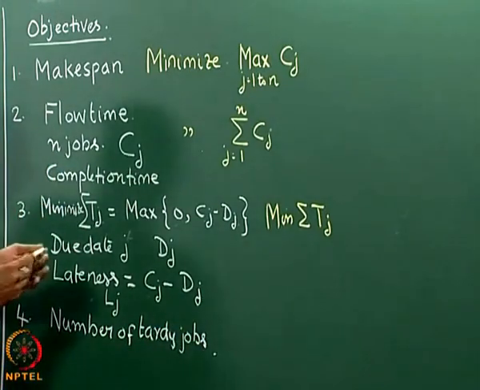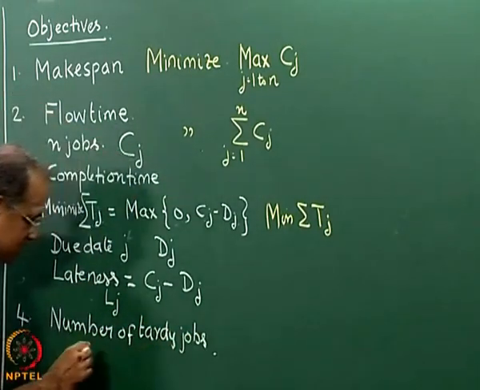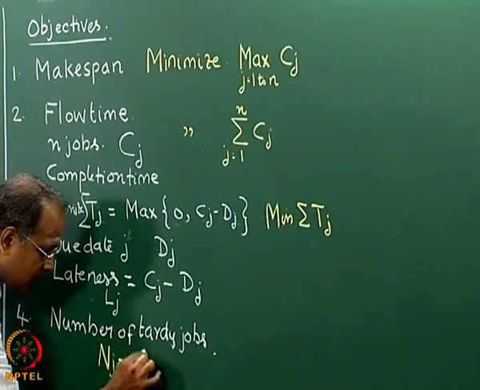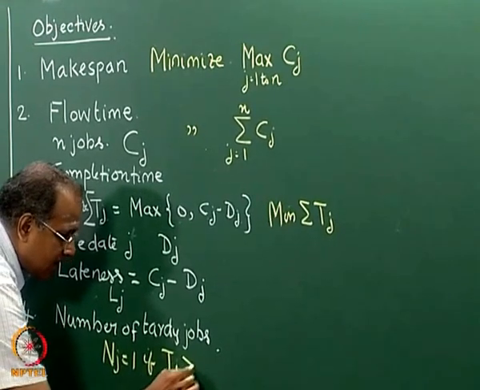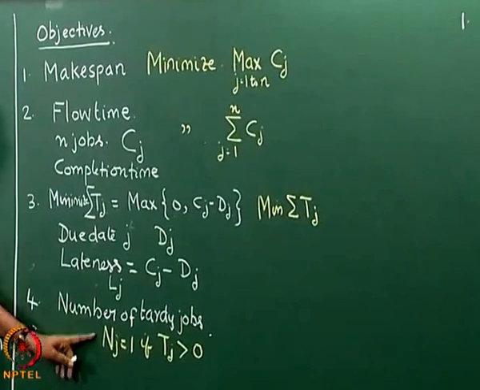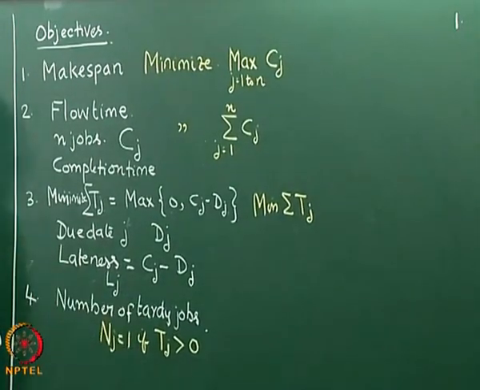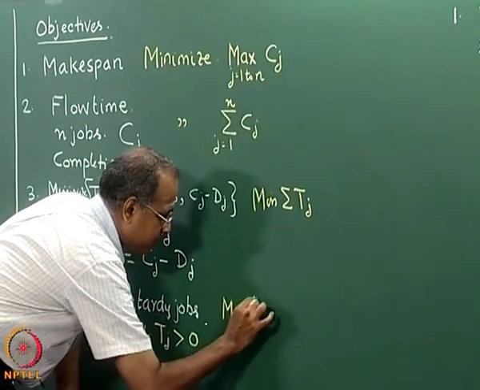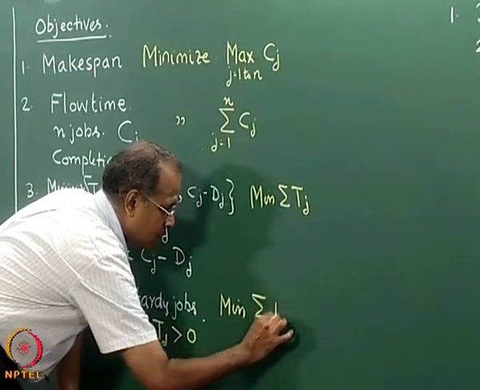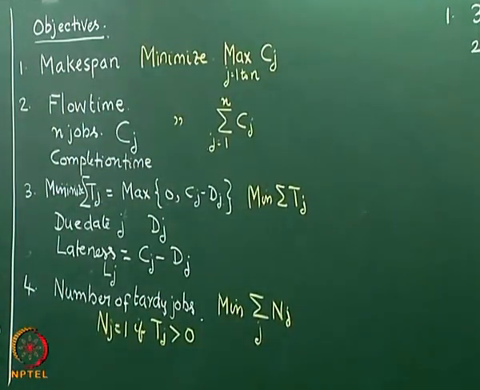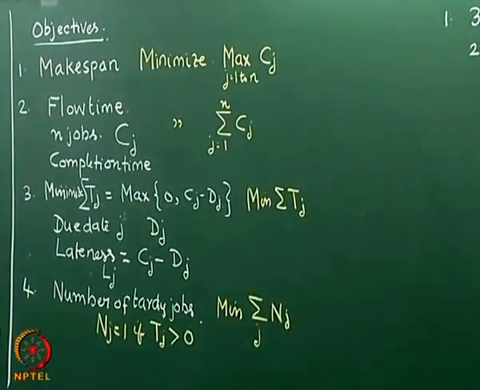So Nj is equal to 1 if Tj is greater than 0, which means this job is tardy if it has a positive tardiness, and then we try and minimize the sum of Nj, the number of tardy jobs or number of jobs that go behind the schedule.